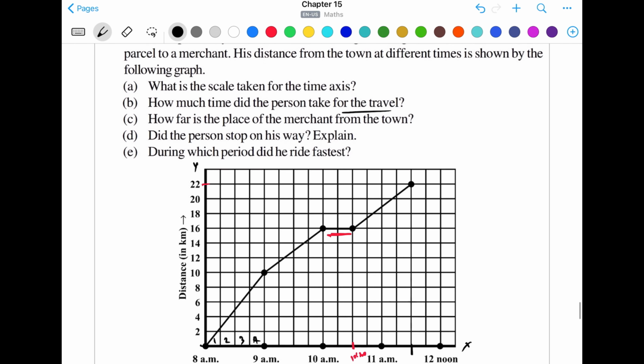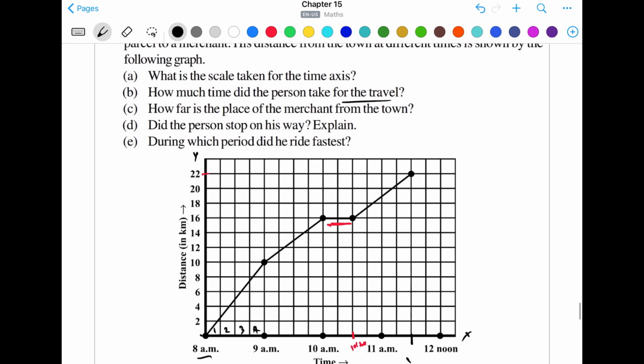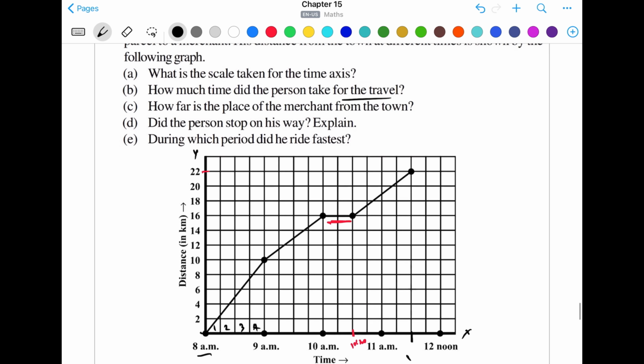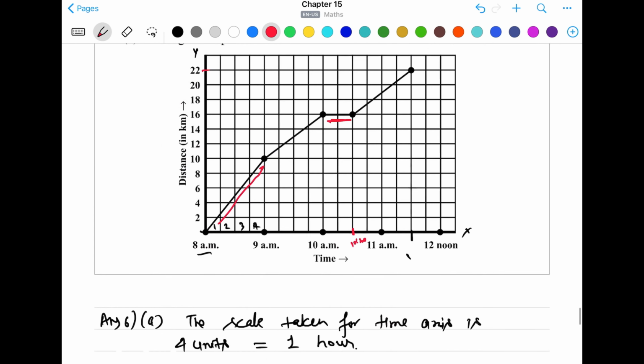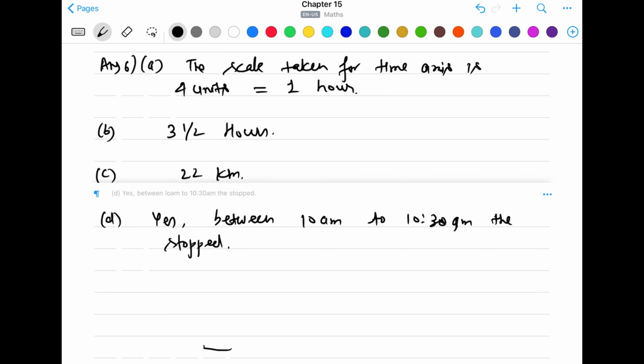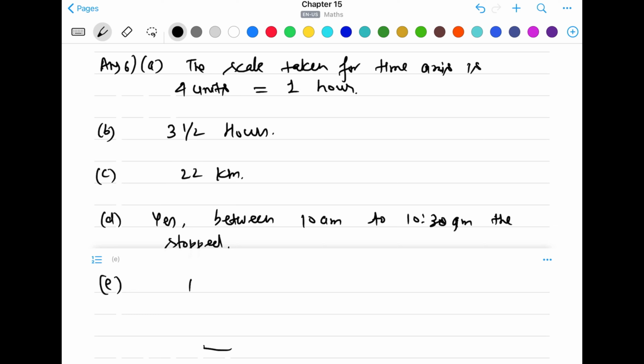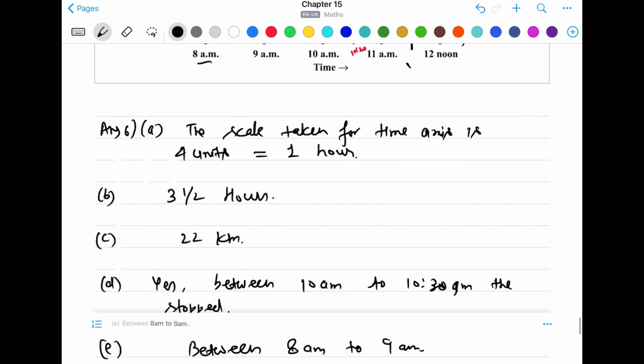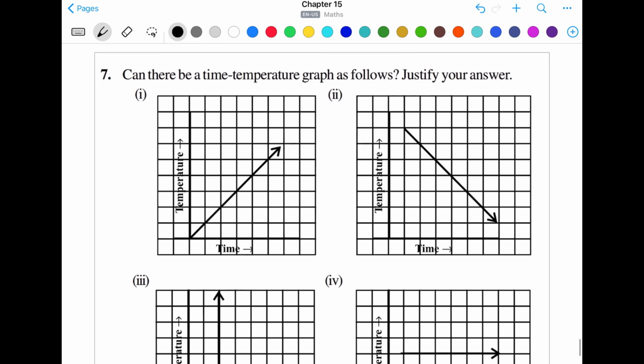Next is part E, during which period did he ride the fastest? You can see his distance increased the most in this first hour, that is between 8 a.m. to 9 a.m. Okay, so the answer for E is between 8 a.m. to 9 a.m., that is in the morning. That's the answer of question number 6.